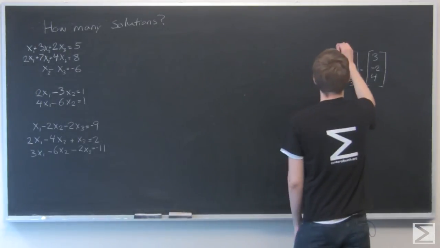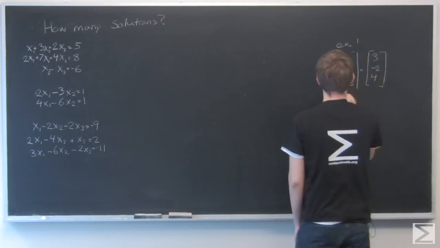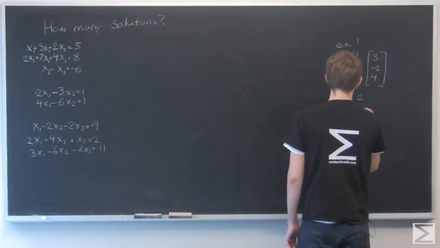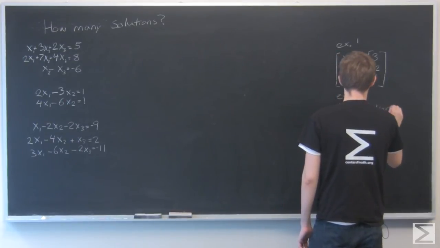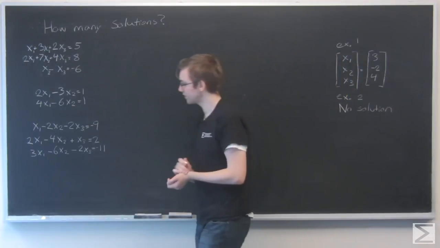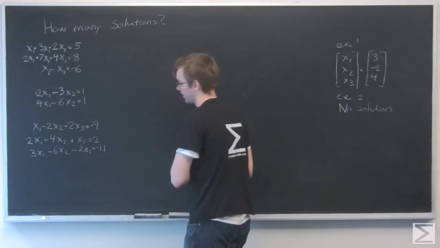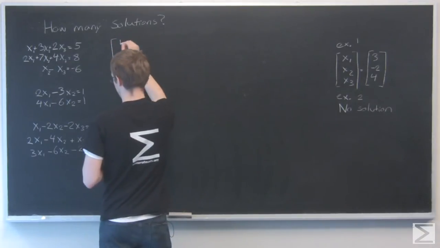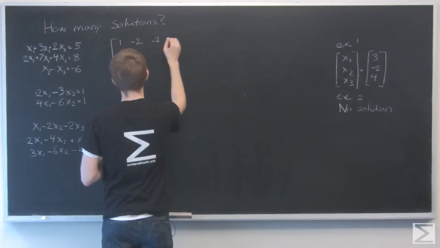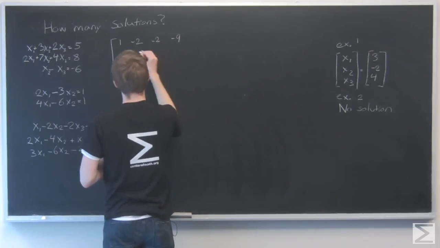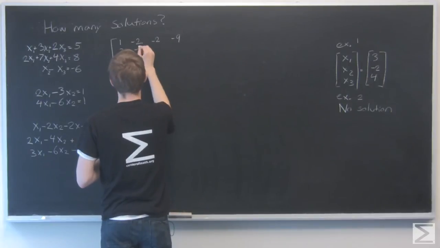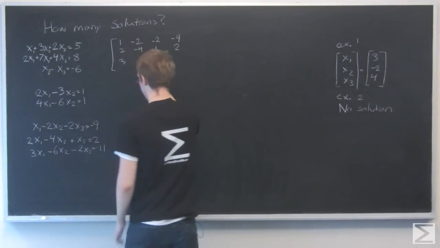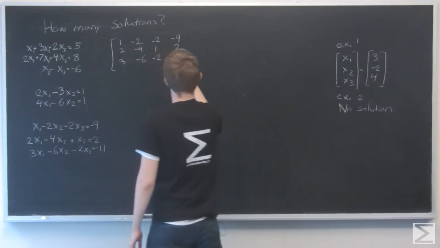So that was example 1. Example 2, no solution. Finally, let's do number 3. I'll write this in a coefficient matrix. So that's 1, minus 2, minus 2, minus 9. 2, minus 4, 1, 2. And 3, minus 6, minus 2, minus 11.